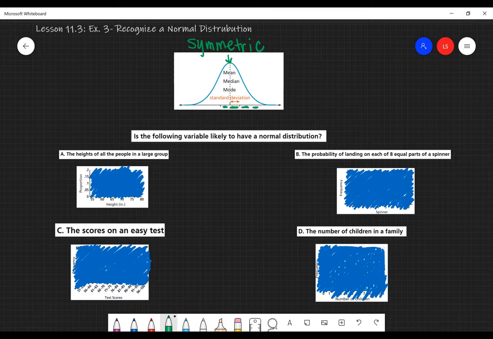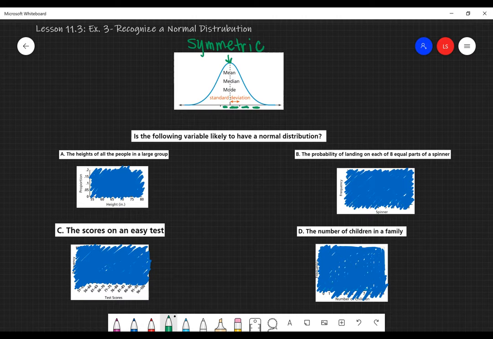And the further away you get from the mean, the less likely it is that you have data there, thus the curve decreasing closer and closer to this axis at the bottom. So when we talk about a normal distribution, we're talking about the mean specifically. When we look at situations, we have to think about average. So we've got a couple scenarios here, and the question is: is the following variable likely to have a normal distribution?